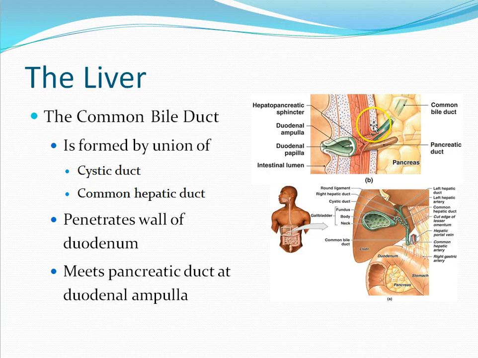So here we see the common bile duct meeting up with the pancreatic duct and draining through the ampulla into the duodenum. Here we see the common hepatic duct and the cystic duct coming together to make the common bile duct.